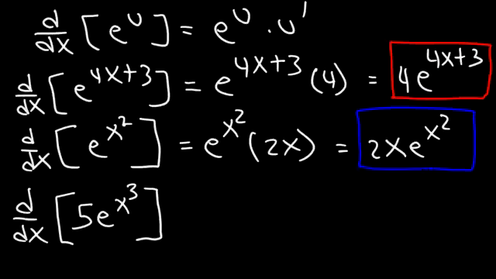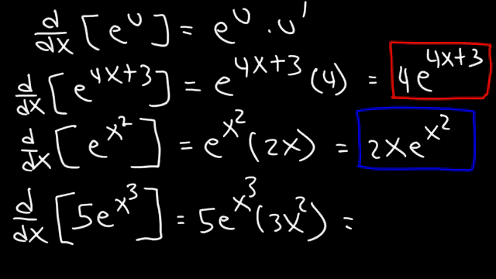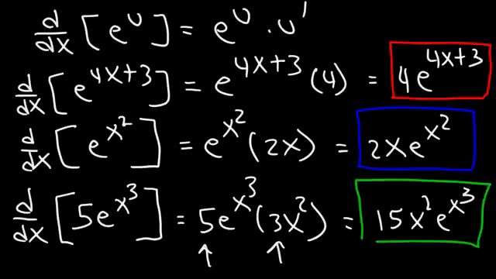And for the last one, it's going to be what we started with, times the derivative of x cubed, which is 3x squared. And so we can multiply 5 and 3, and that's going to give us 15x squared e to the x cubed. And so now you know how to find the derivative of exponential functions with the base e.